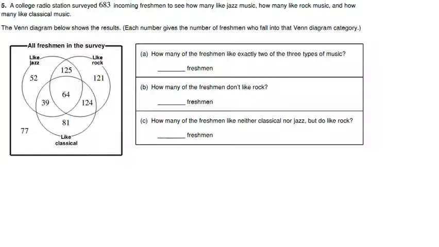So what are they? Well, let me get my pen going here. We want to know how many of the freshmen like exactly 2 of the 3 types of music. So if you like exactly 2, you have to be right here, or right here. Because if you're 39, you like jazz, classical, but not rock. If you're 125, you like jazz, rock, but not classical. If you're in the 124, you like rock and classical, but not jazz. Got it? See where you're standing? It tells you which one you belong to. So they like exactly 2. I'm going to let you do the math. 39 plus 125 plus 124.